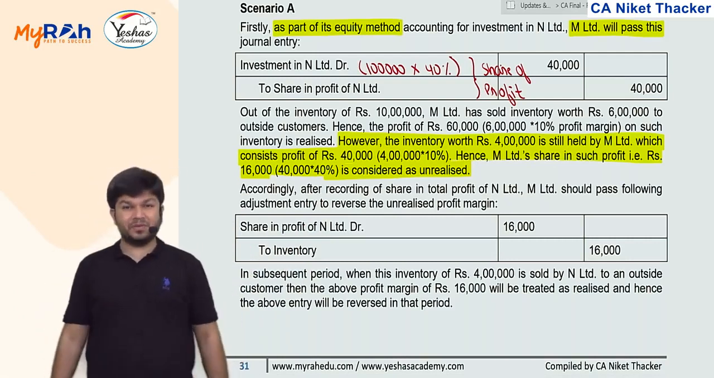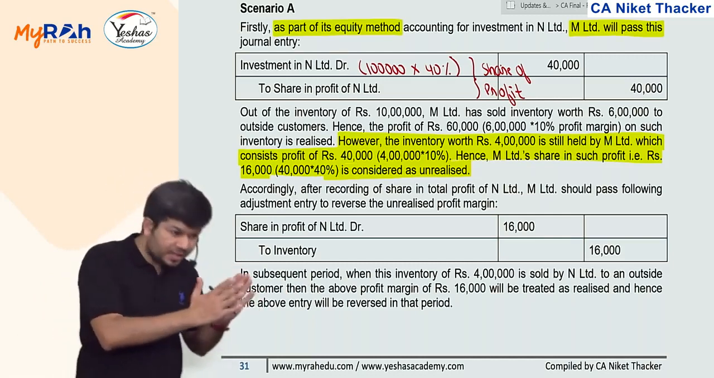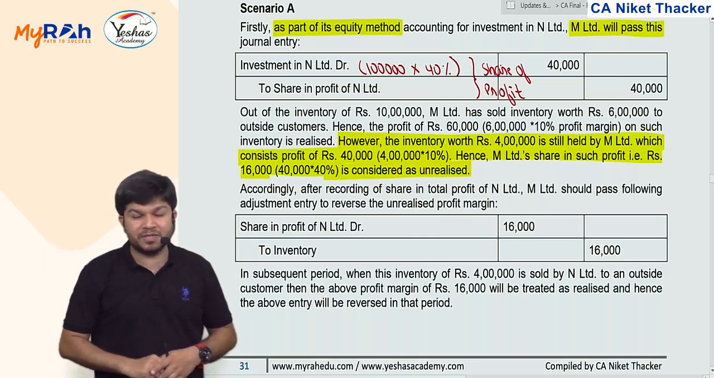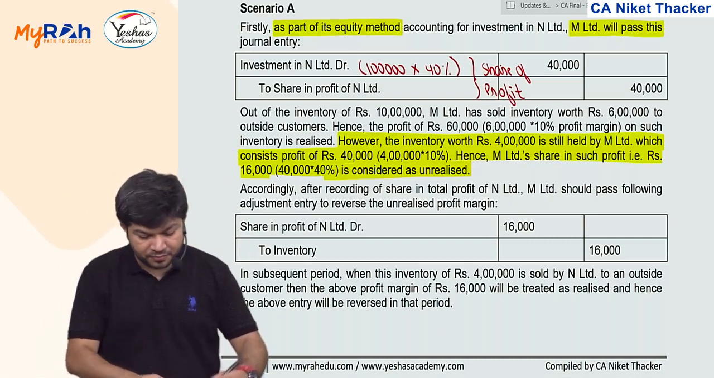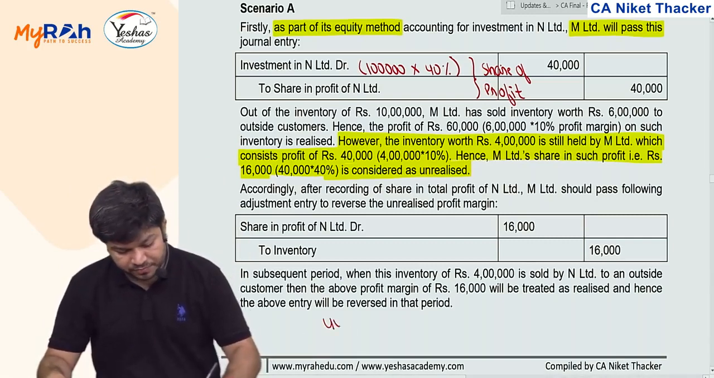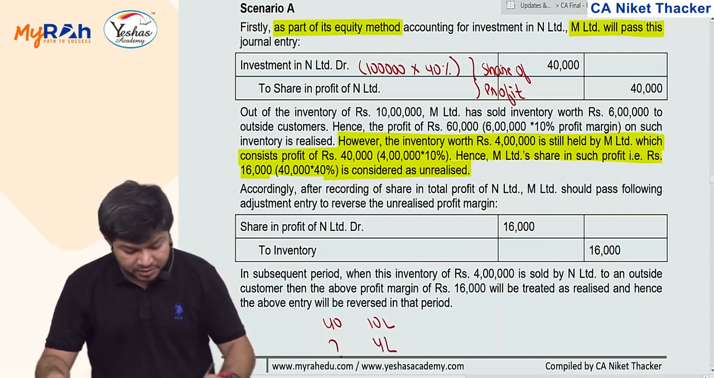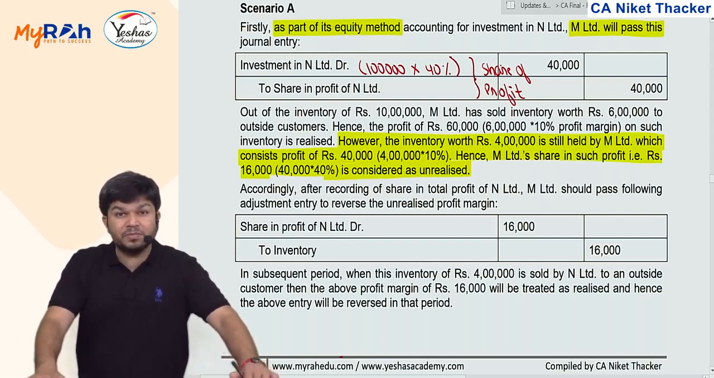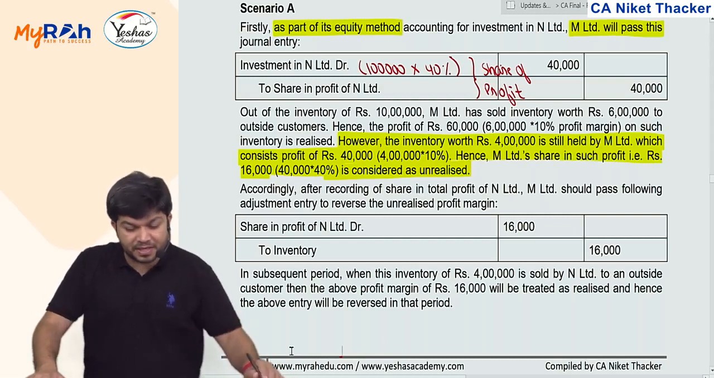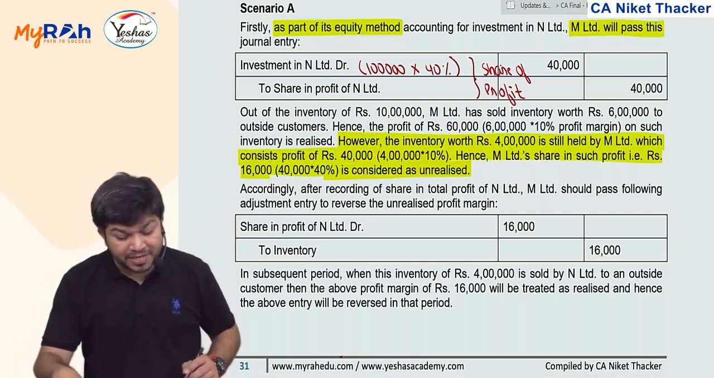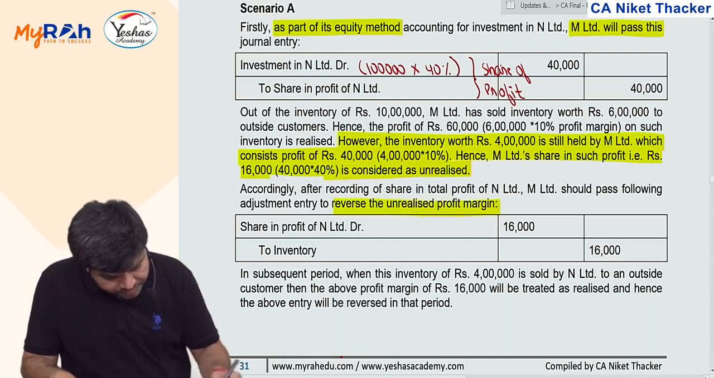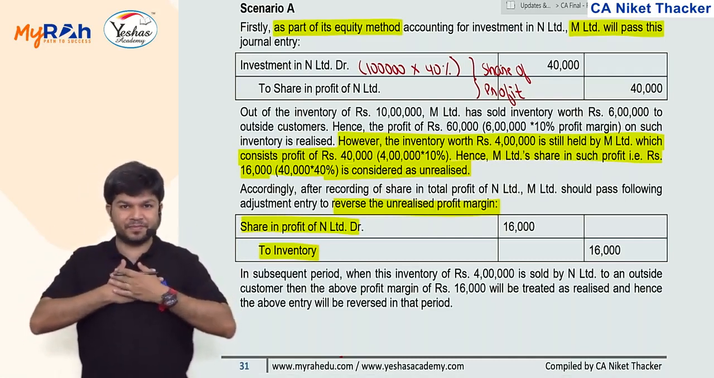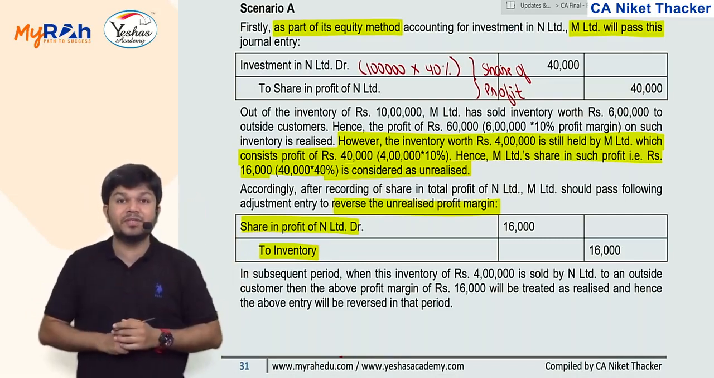Goods are lying with me, so how can I have got a profit? N sold to you and earned a profit of 1 lakh. You hold 40% in N, so 40% of profit came to you: 40,000 for 10 lakh of goods sold. Now 4 lakh of goods are still with you only, so the profit on them is unrealized. Some goods are with you, so that much profit is unrealized. So we remove it from profit and from inventory. To reverse unrealized profit, remove from P&L and remove from inventory. N has sold to us and the goods are with us, that's why we remove from inventory.